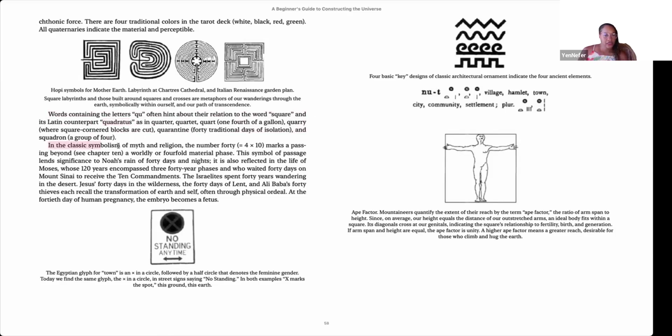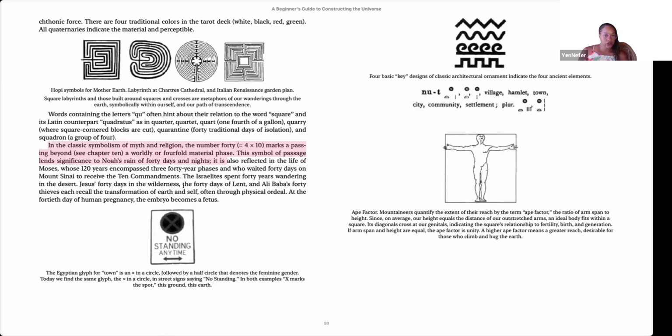In the classic symbolism of myth and religion, the number 40, 4 times 10, marks a passing beyond a worldly or fourfold material phase, see chapter 10. This symbol of passage lends significance to Noah's 40 days and nights. It is also reflected in the life of Moses, whose 120 years encompassed three 40-year phases, and who waited 40 days on Mount Sinai to receive the Ten Commandments. The Israelites spent 40 years wandering in the desert.